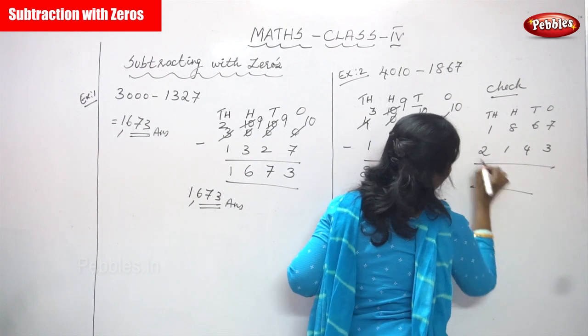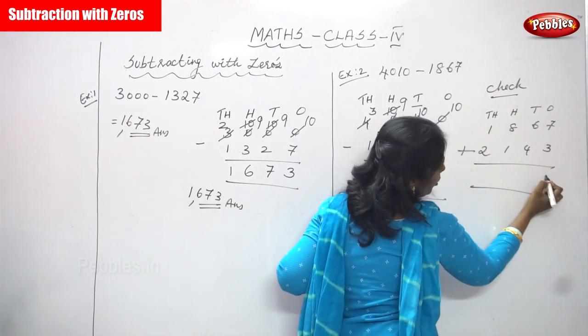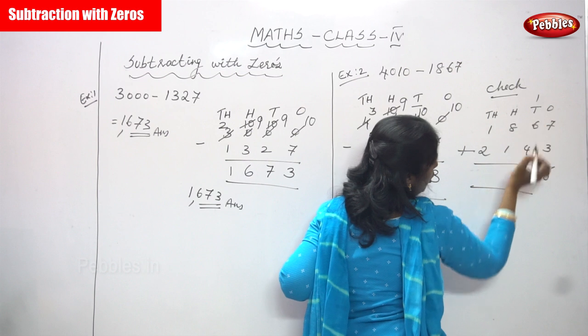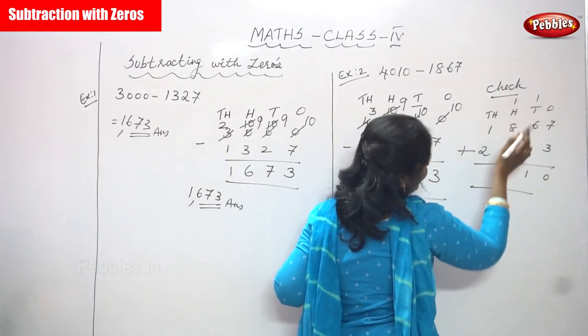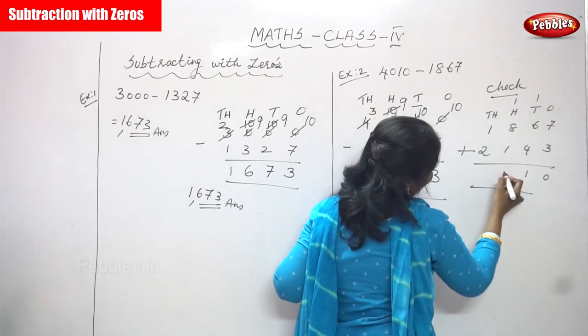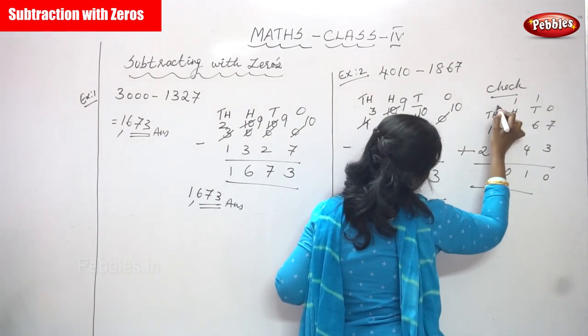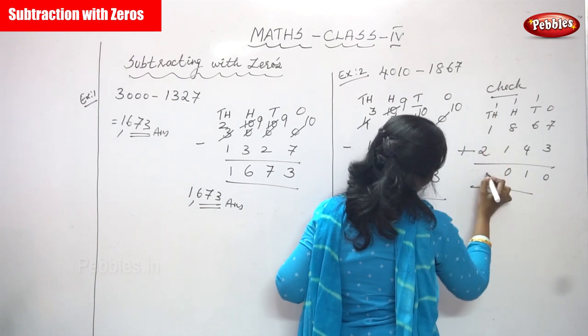So you have to add both. 7 plus 3, 10, 0. Carry over goes to the top. And 6 plus 4, 10. 10 plus 1, 11. Carry over goes to the top again. So 8 plus 1, 9. 9 plus 1, 10, 0. Carry over goes to the top. 2 plus 1, 3. 3 plus 1, 4.